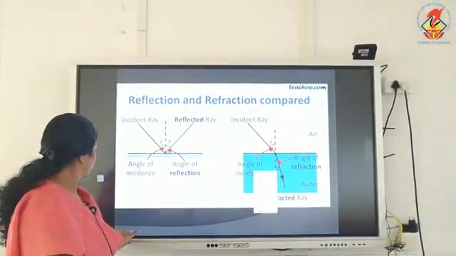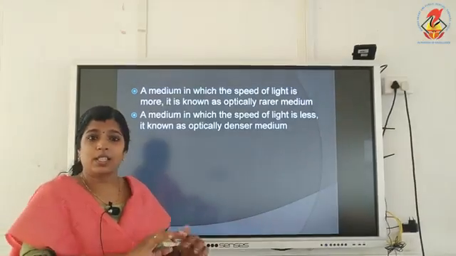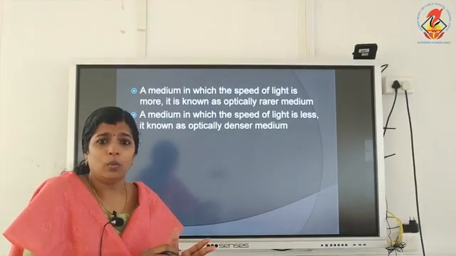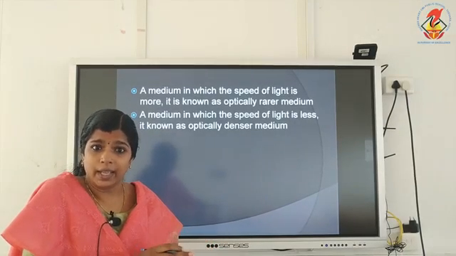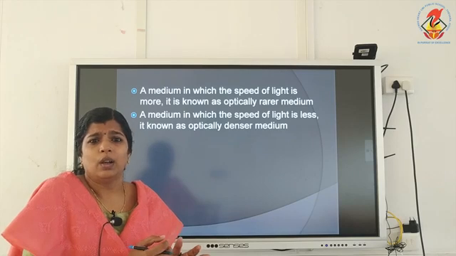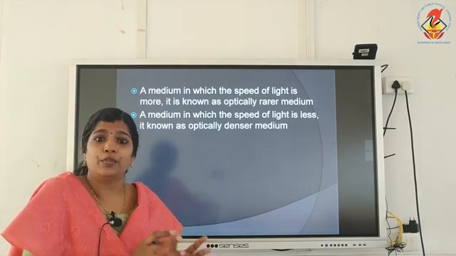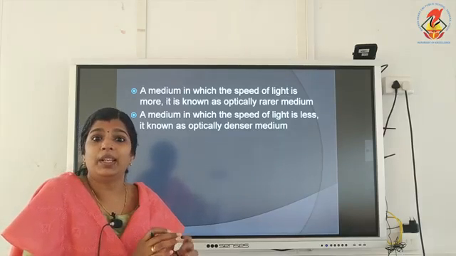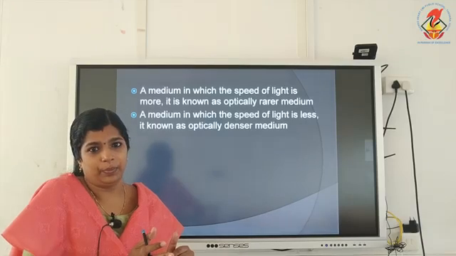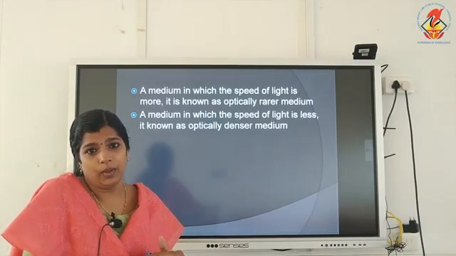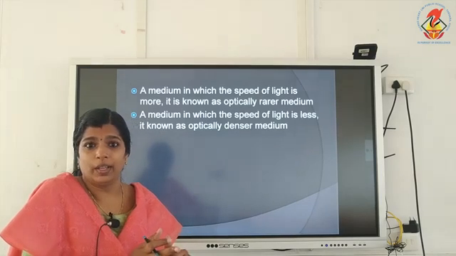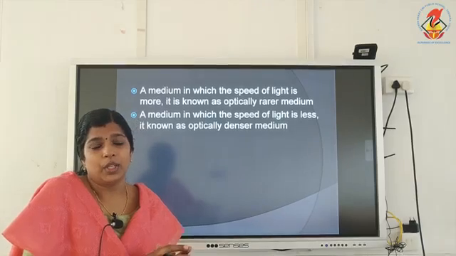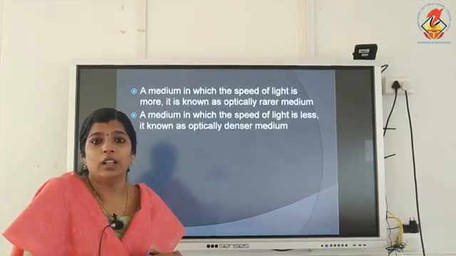The speed of light is not the same in all media. Different media are there: air, water, glass, diamond, kerosene. All those can be considered as different media. The speed of light will be different in different media. In air it has one value, in water another value, in diamond another value, in kerosene another value. So, the speed of light changes in all media.